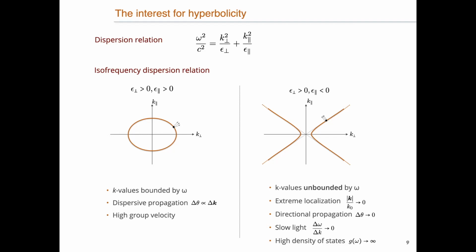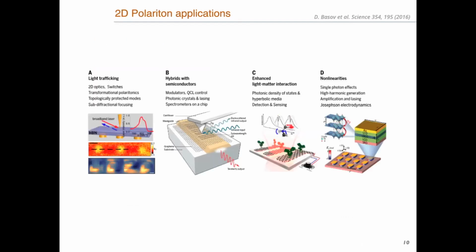Okay, so basically, this is why these hyperbolic dispersion curves and hyperbolic materials are quite interesting. And this is a figure taken from a review paper on polaritons published several years ago, where polaritons are motivated. But for the special case of hyperbolic polaritons, many applications can be imagined. For example, by concentrating infrared light, we can imagine making integrated infrared circuits that are much, much smaller.